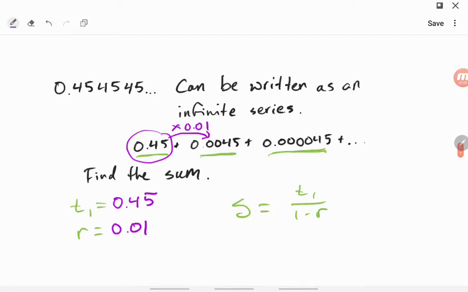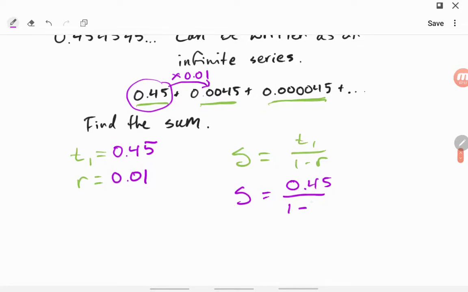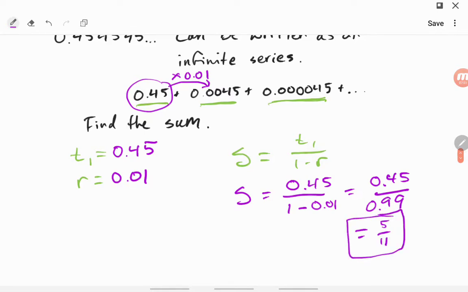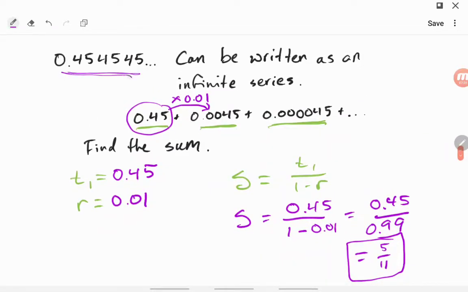My R is 0.01. Therefore, my sum is 0.45 divided by 1 minus 0.01, or 0.45 over 0.99, which is 5/11ths. The summation of 0.45 repeating written as an infinite series is 5/11ths.